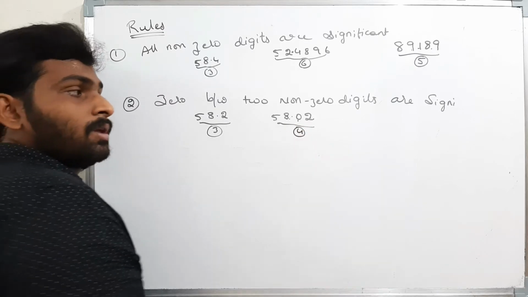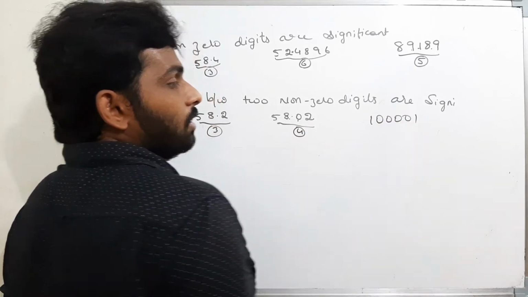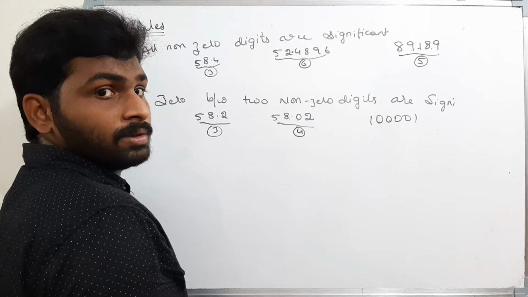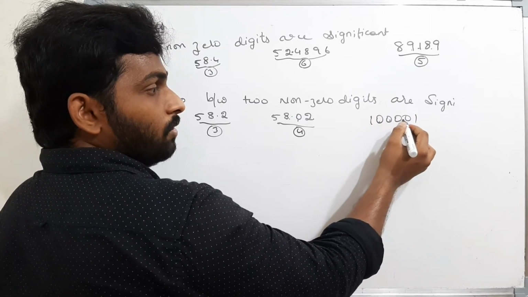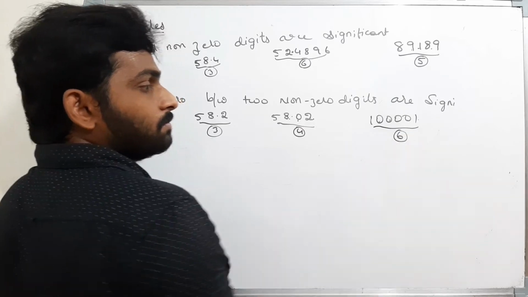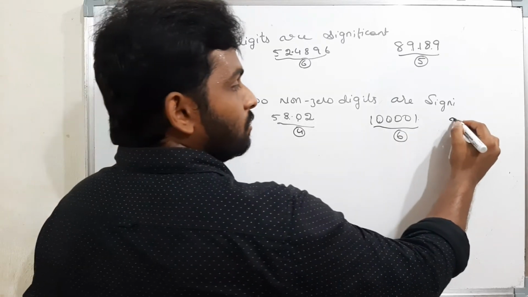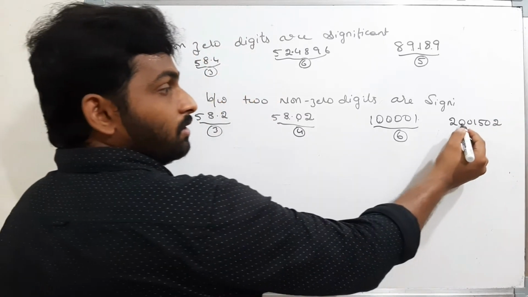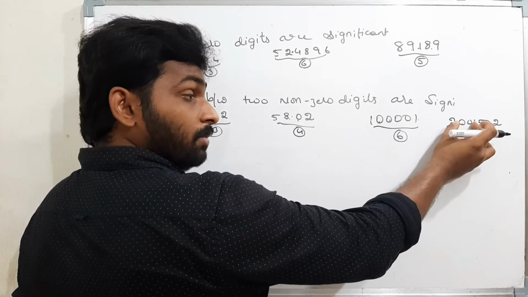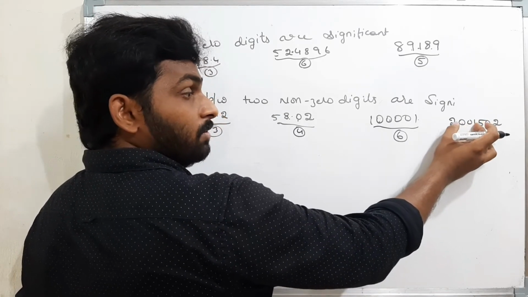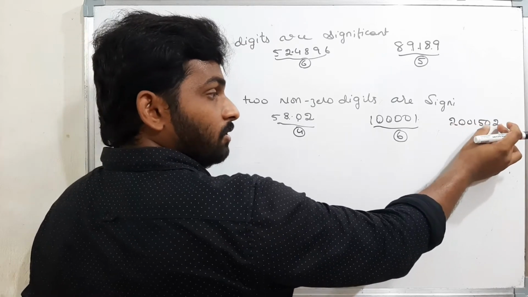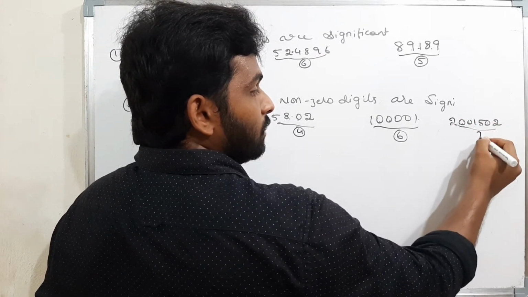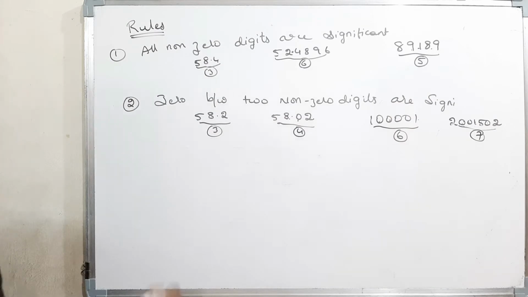4 significant figures. Now, 1, 0, 0, 0, 0, 0, 1. How many significant figures? These zeros are between two non-zero digits. Therefore, 1, 2, 3, 4, 5, 6. Significant figures are 6. Now 2, 0, 0, 0, 1, 5, 0, 2. How many significant figures? This 0 is between two non-zero digits. Even this 0 is between two non-zero digits. Even this one also. Therefore, all zeros are significant. How many? 1, 2, 3, 4, 5, 6, 7. 7 significant figures.